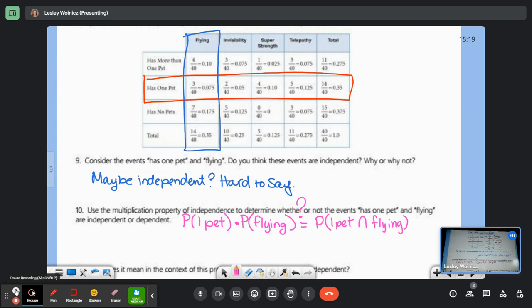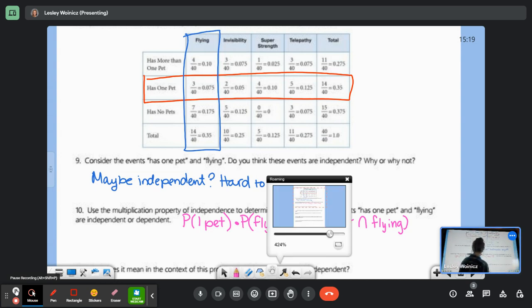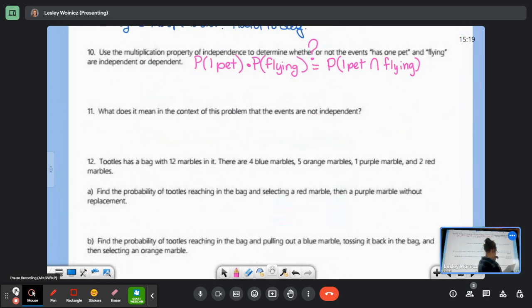Guys, I'm just going to get this packet so that I can see the numbers and move the screen up. Okay, so what is the probability of having one pet? Over on the far right: 0.35. Okay, what about the probability of flying, down at the bottom? Same thing. I'm going to put these in parentheses so that my dot doesn't look like another decimal point.